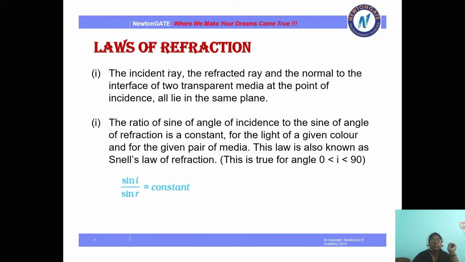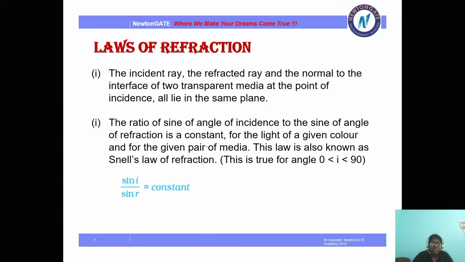Then we will be coming to the laws of refraction. I said laws of reflection because the first law is the same as the law of reflection. In reflection I said reflected ray, here I am saying refracted ray. So the incident ray, the refracted ray, and the normal to the interface of two transparent media at the point of incidence lie in the same plane. This is the same as before.